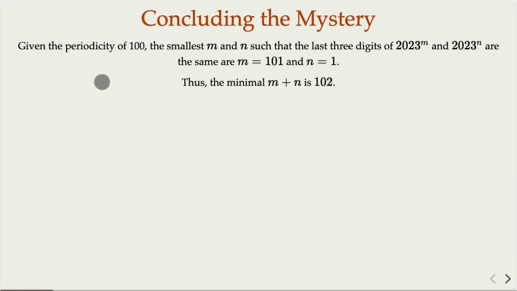So in that case, the last digits are going to repeat, and since m and n are positive integers, the minimum value you can take for m plus n is n equal to 1 and m equal to 101. All right, the total is 102. That's the answer to the original problem.